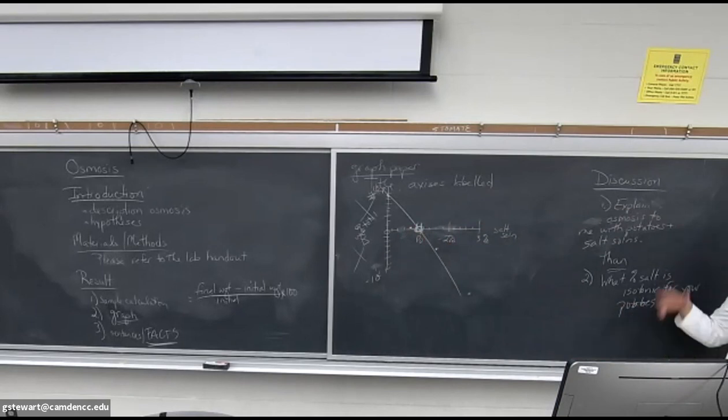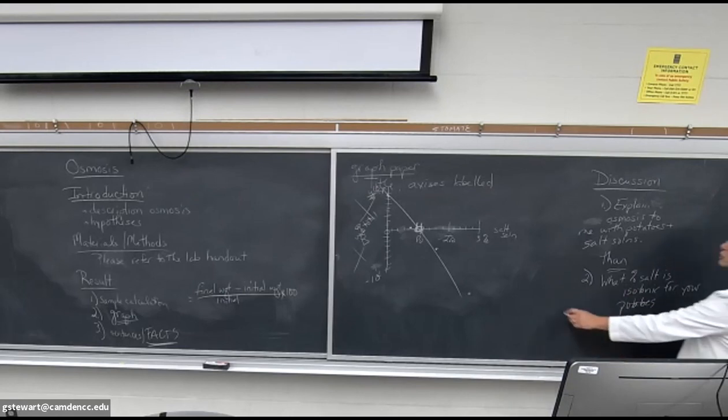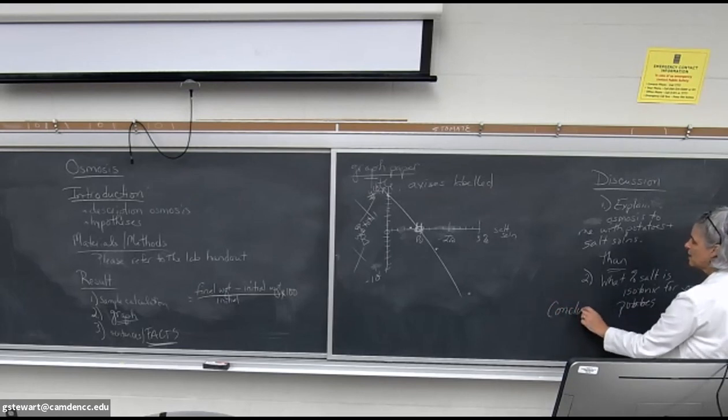Sometimes people say our potato had 6% salt. I'm like, where does it say that on your graph? Right? So use the graph to give me the answer to that question, right? According to figure 1, salt in our potato was 1.1%. Done. Your conclusion is super simple as well.